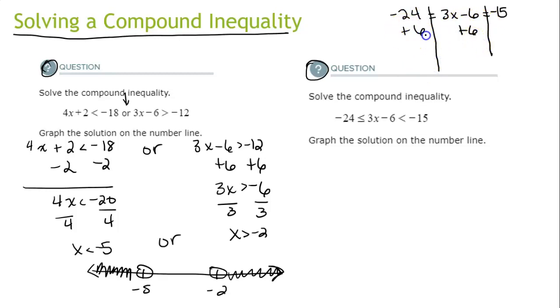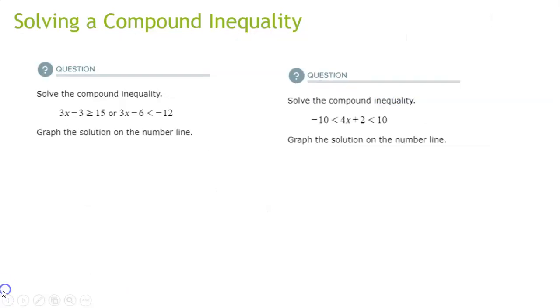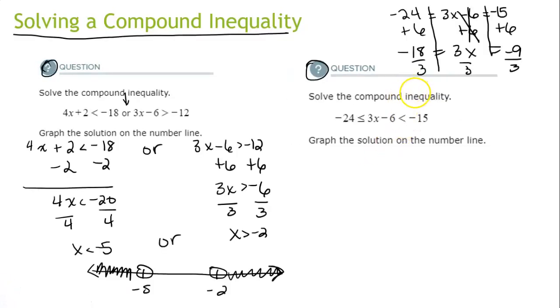But now there's 3 sections, so I would need to add 6 everywhere. This would become -18, the -6 and the +6 cancel. -15 plus 6 would be -9. We would divide everything by 3, and we would finish from there. Our goal would be, just like always, to isolate the x in the middle. So this would become -6 = x = -3. But that's impossible. The equal signs don't work because we have to have less thans here.